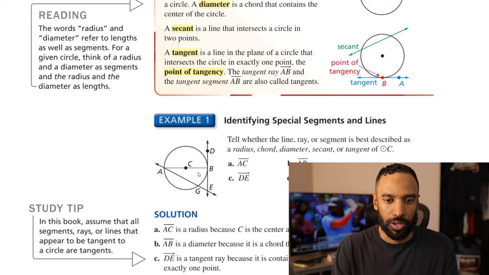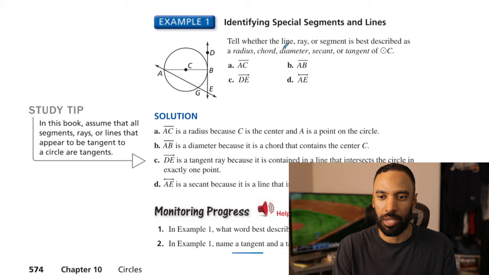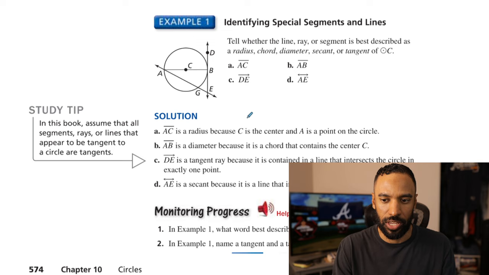Identifying special segments and lines. Tell whether the line, ray, or segment is best described as a radius, chord, diameter, secant, or tangent of circle C. So looking at segment AC right here, AC is going to be a radius because it goes from the center to an endpoint on the circle. That's what they say there. Boom, radius. AB is the diameter. It's a chord that contains the center.